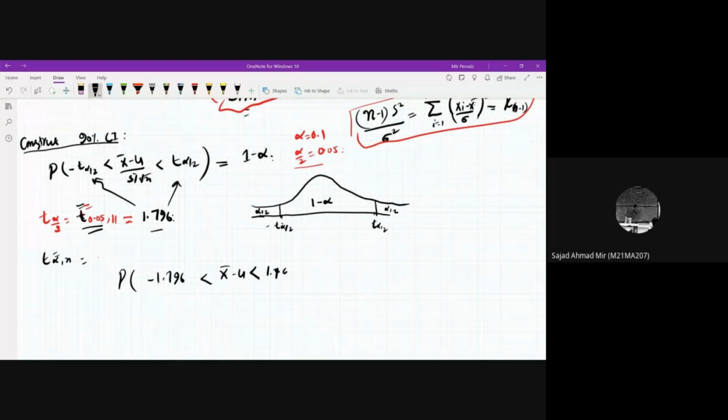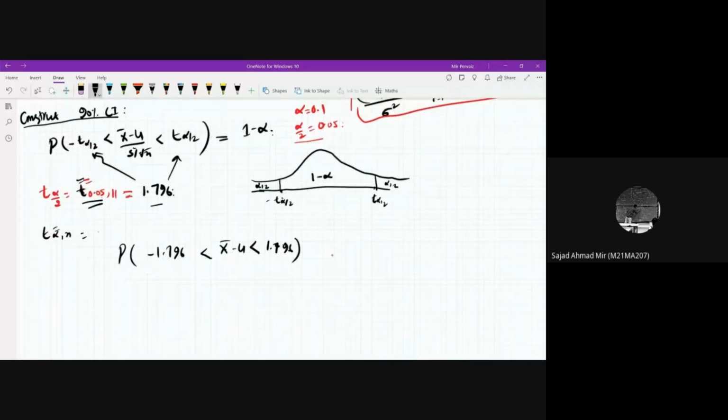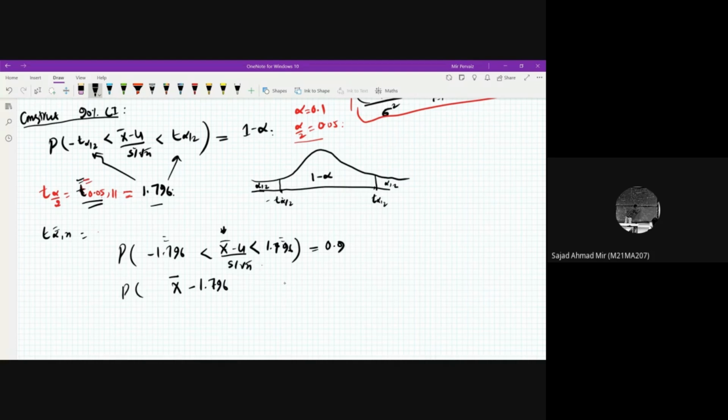1.796. So this is the value which I got from the t table. Now, we know that this value is 1 minus alpha. This probability is 0.9. Now x bar you already know, right? So what will you get? You will get x bar minus 1.796 times s by root n. That's also here.